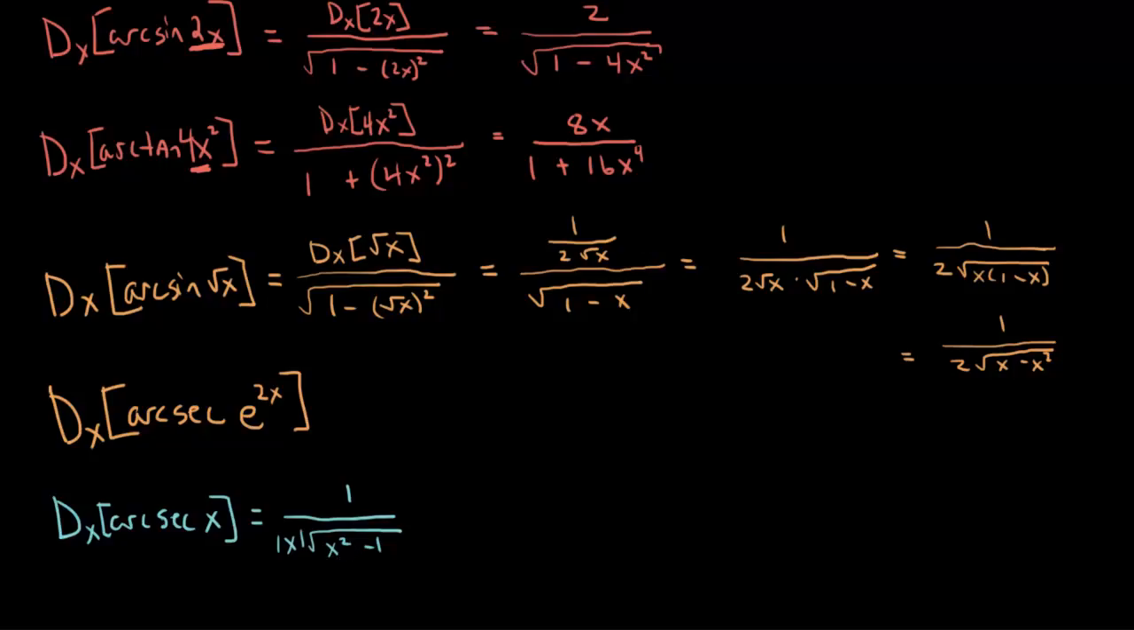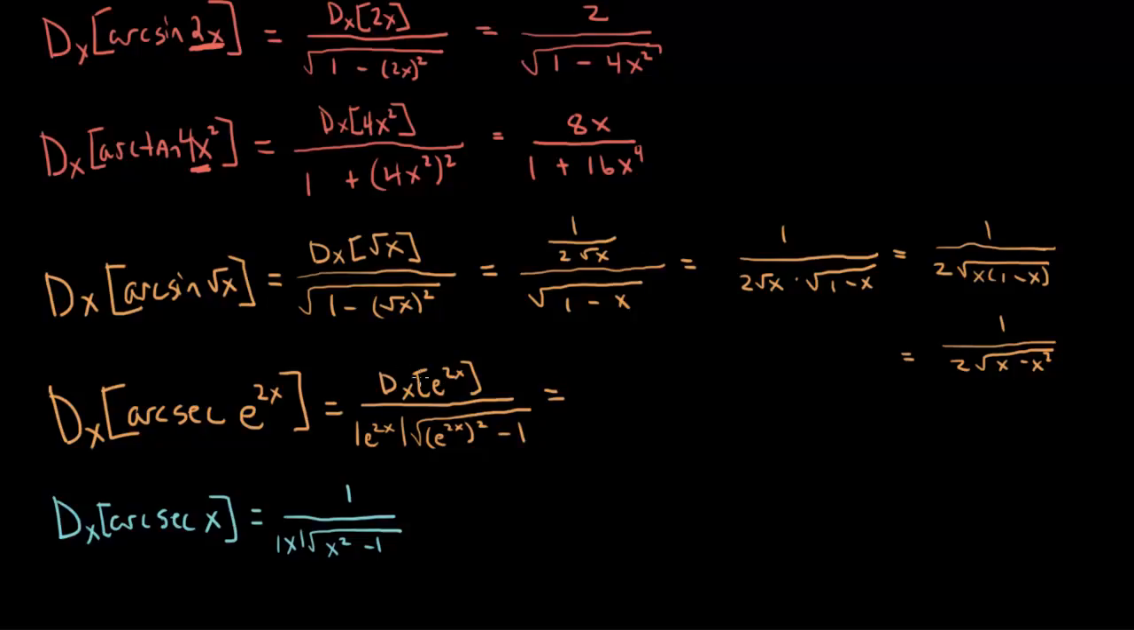But if there is a function there, the top of the fraction is going to be the derivative of e to the 2x, that's going to require a chain rule. It's not a hard chain rule. And then the denominator is the absolute value of your function, so e to the 2x, times the square root of e to the 2x squared minus 1.